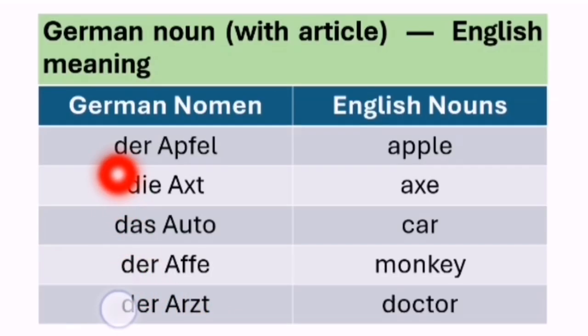So now let's review all the nouns we have learned in book 1. German nouns with article, with English meaning, okay? German nouns, German Nomen, English nouns. Der Affe, monkey. In English we say simply monkey, but in German you can't say just the noun. You have to say der Affe. Die Axt, axe. Das Auto, car. Der Arzt, doctor.